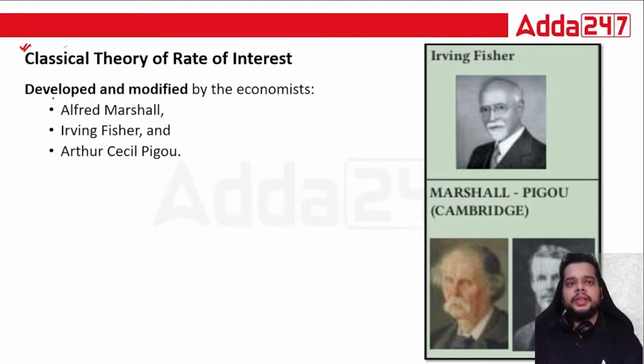This particular theory has been developed and modified by Alfred Marshall, Irving Fisher, and Arthur Cecil Pigou. So the names of these economists are important. IBF has this habit of asking questions based on them, along with the full form. So you must remember the most important ones when we talk about the classical theory of economists: Alfred Marshall, Irving Fisher, and Arthur Cecil Pigou.